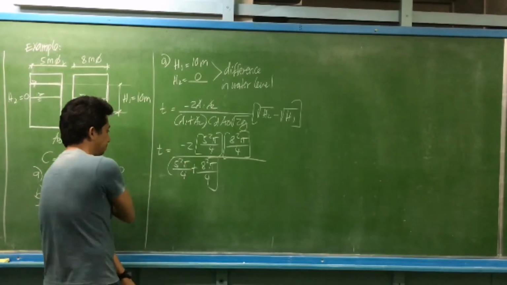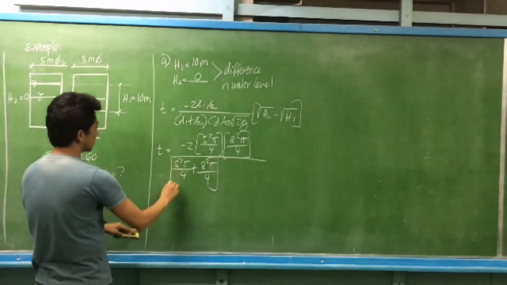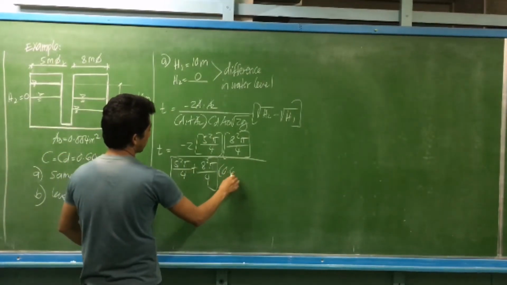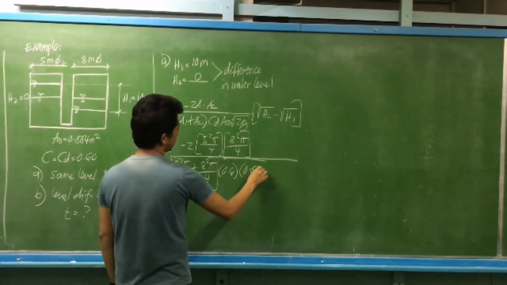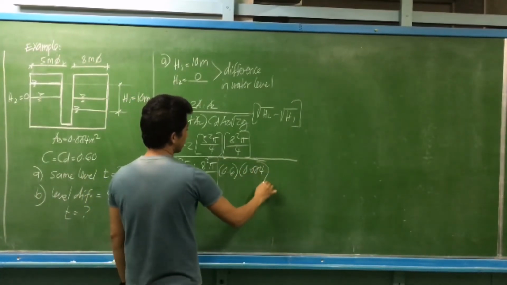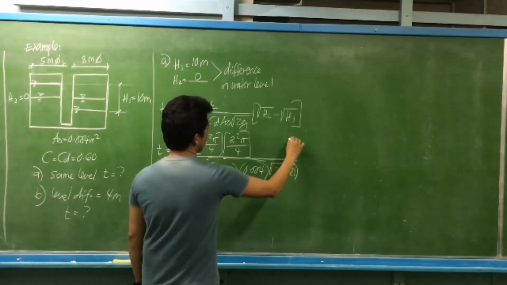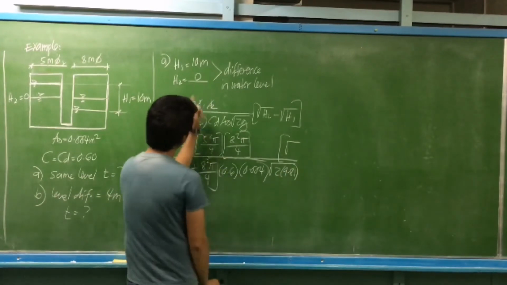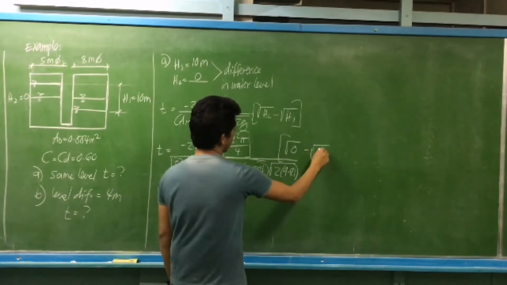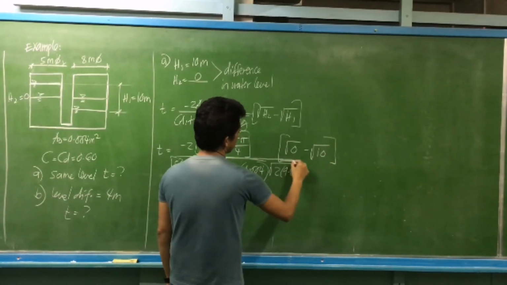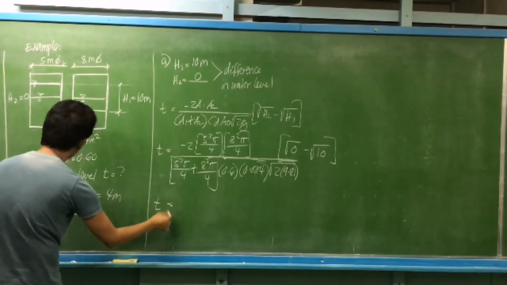Okay, then we have C sub D, yung C sub D is given as 0.6. We have the area of the orifice given as 0.004, multiplied by the square root of twice of 9.81. This is multiplied by the square root of the final head, that is 0, minus the square root of the initial head, that is 10. So we are determining how long will it take? Siguro kahit in seconds na lang.